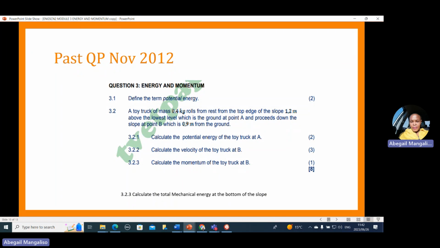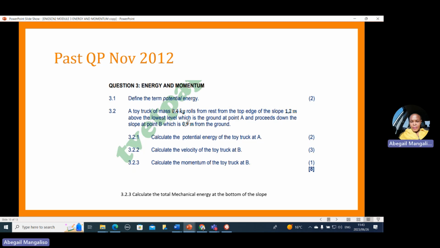Okay, I'm going to do the second example, taken from a question paper of November 2012. Question 3.2 reads as follows: a toy truck of a mass of 0.4 kg. The mass of an object can be given in grams or in tons, but you always change it to kilograms. It rolls from rest from the top edge of the slope 1.2 meters above the lowest level, which is the ground at point A.